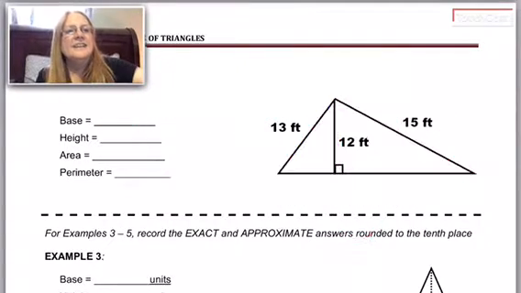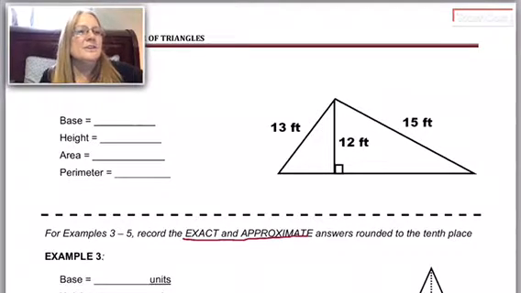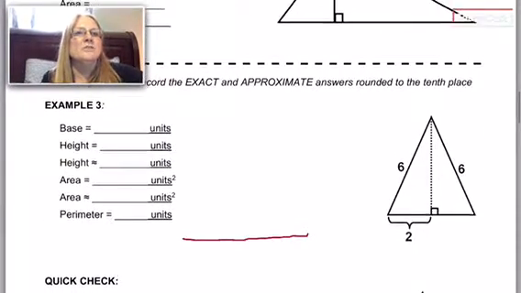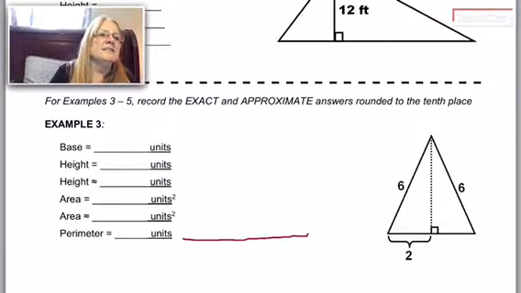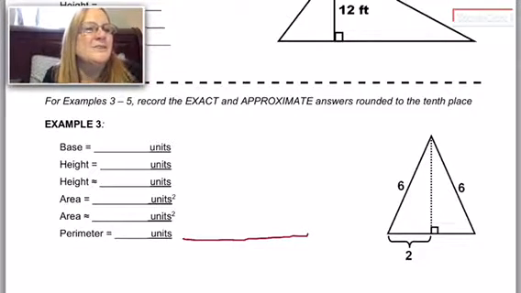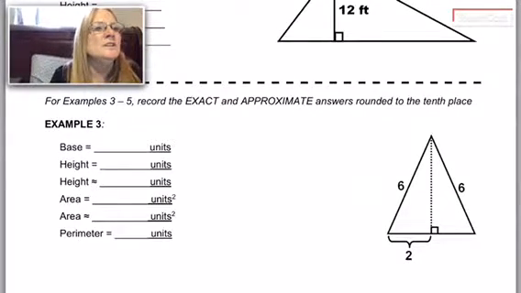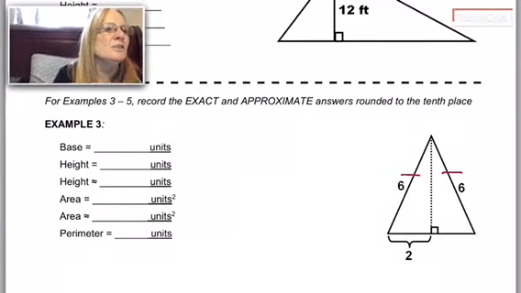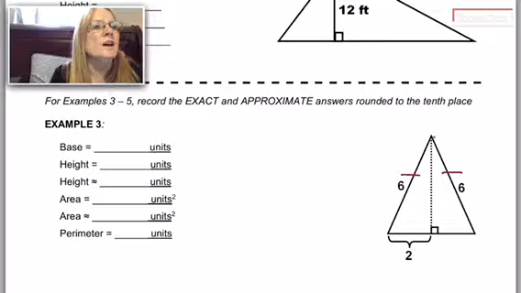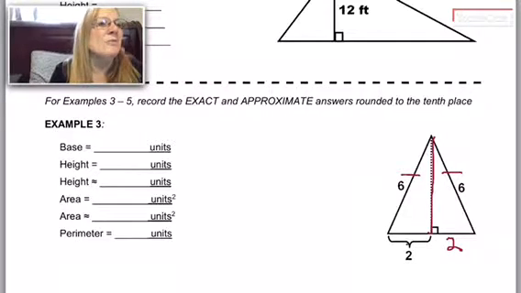Okay, when I see the words exact and approximate, we're going to be using some special right triangles again. On this one, let's see what we have given to us. Actually, I don't see a special right triangle, but I do know that I'm going to have to use a radical. This is an isosceles triangle because the sides are the same. If you draw the height in an isosceles triangle, it bisects the base. So if this is 2, this is 2. So we have a right triangle with measurements of 2 and 6.